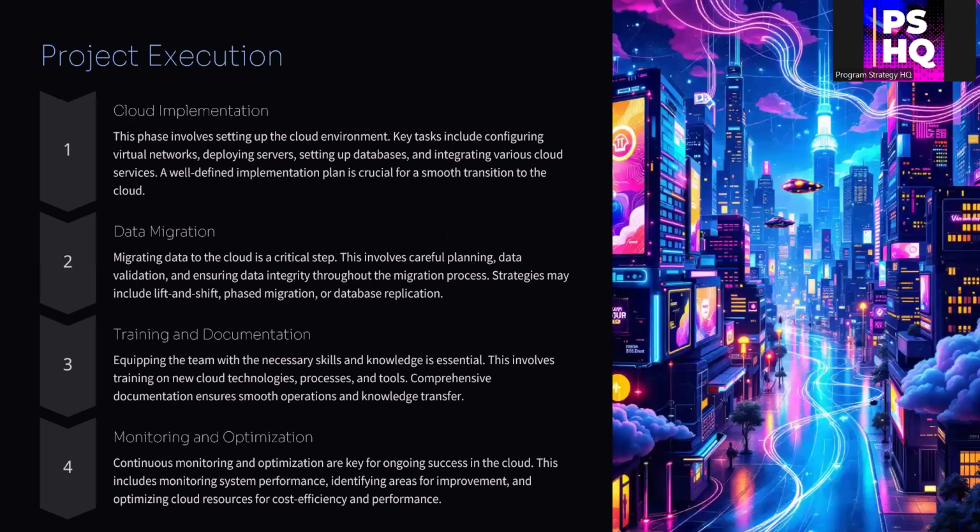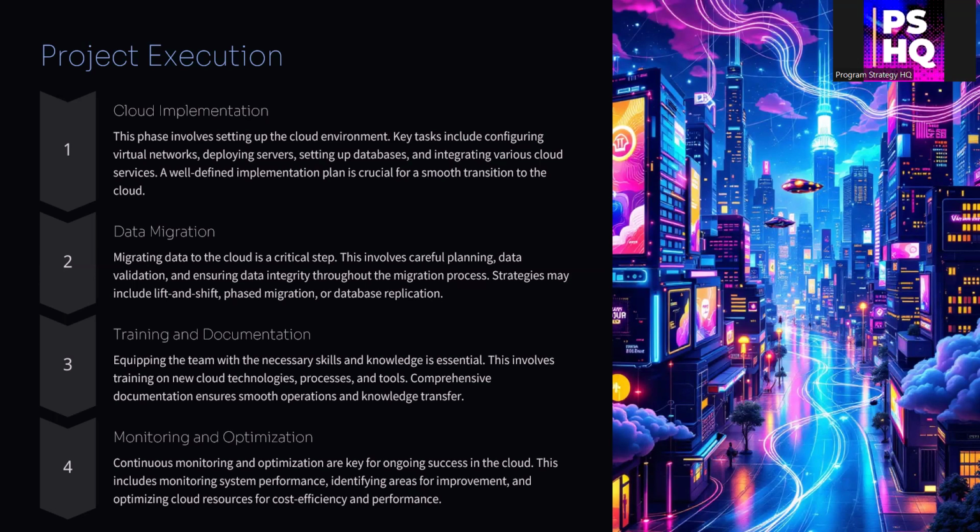Now let's look at the execution phase, where the plan comes to life. In cloud implementation, we set up the environment. This includes configuring networks, deploying servers, and integrating cloud services. Data migration is a crucial part of this phase, whether using lift and shift, phased migration, or database replication. Careful planning ensures data integrity and seamless transfer.